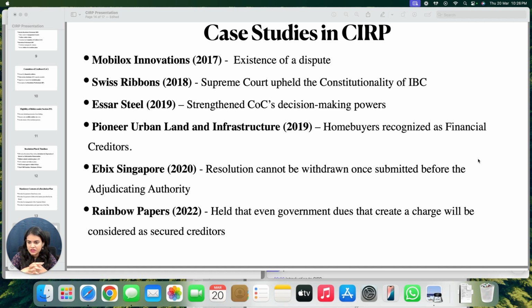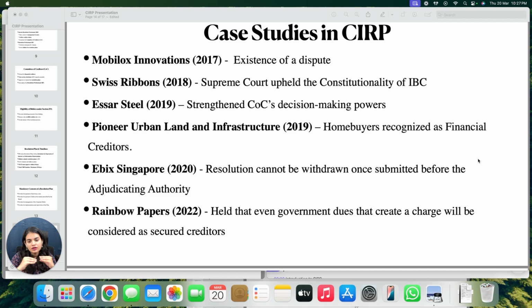And coming to the next one, Rainbow Papers. In this judgment, the Supreme Court held that government dues, which are considered to be statutory dues, if you remember, are considered operational dues. Though government departments are considered operational creditors, if the debt owed to them creates a charge on the corporate debtor, they may be considered as a secured creditor as per the waterfall mechanism, and they may be treated accordingly.